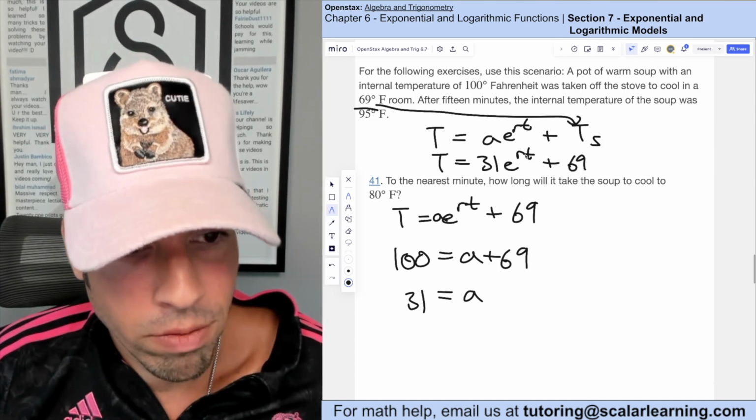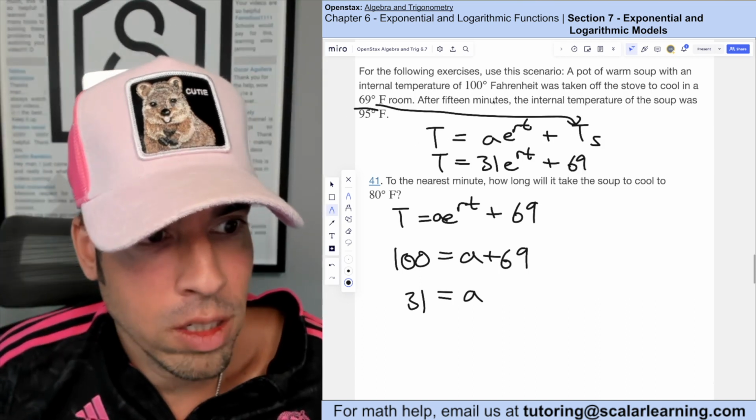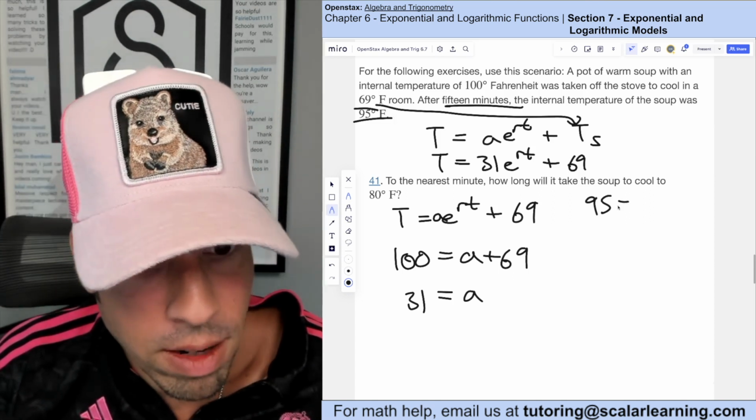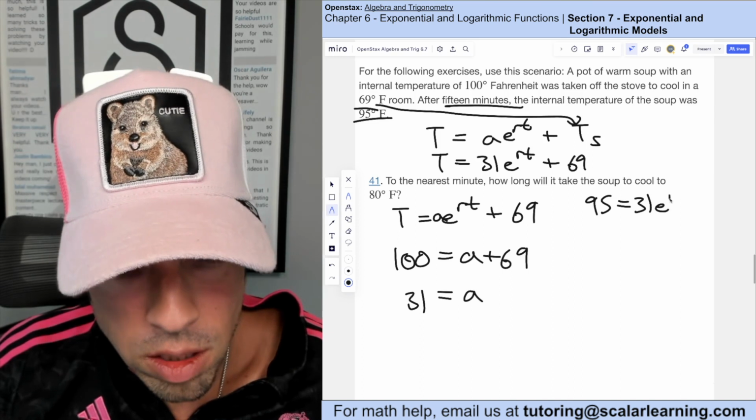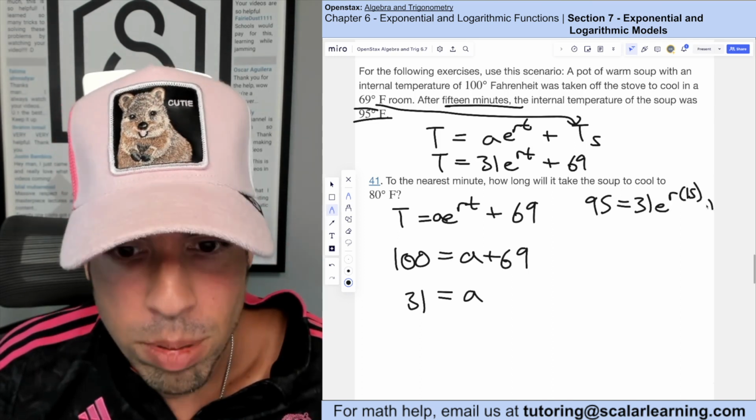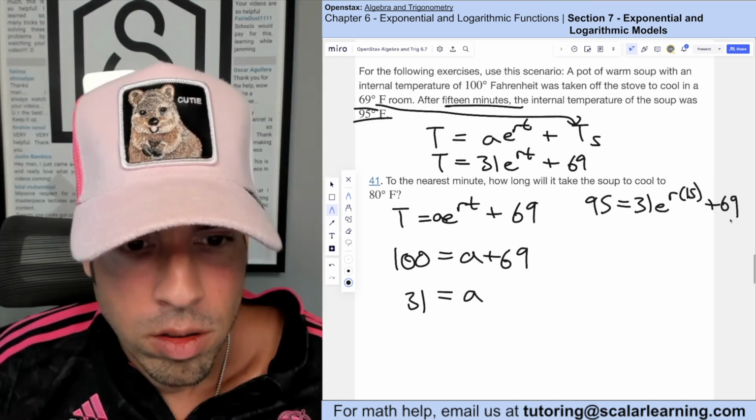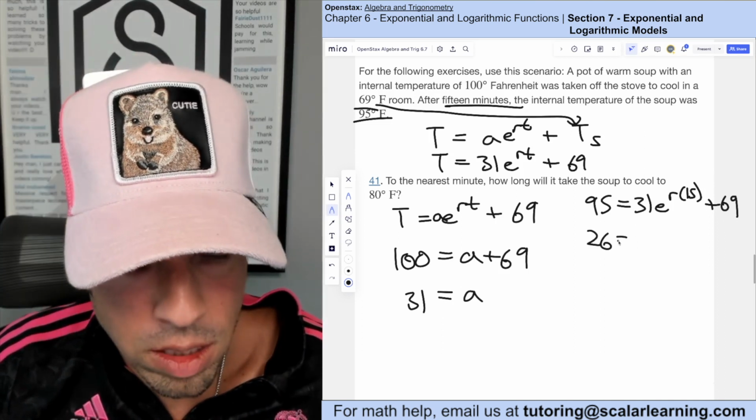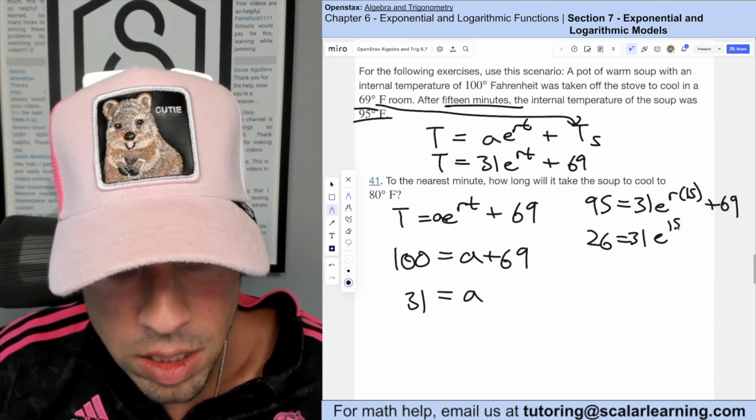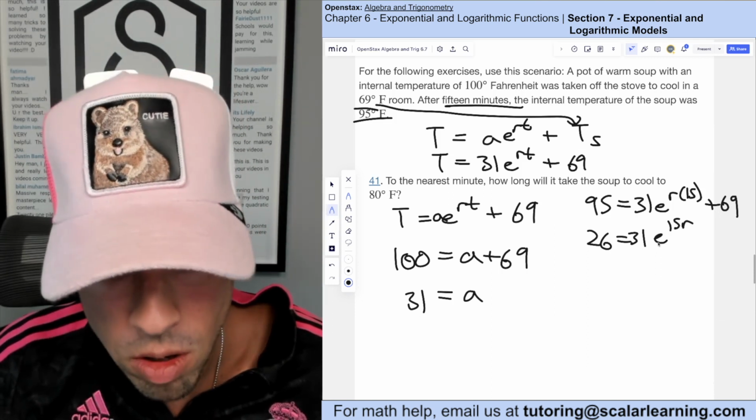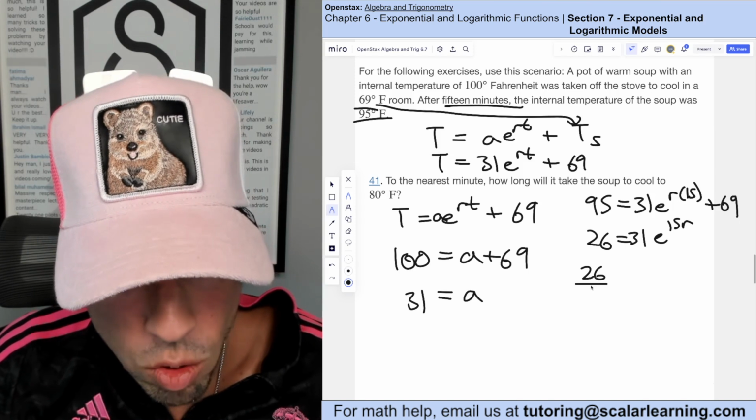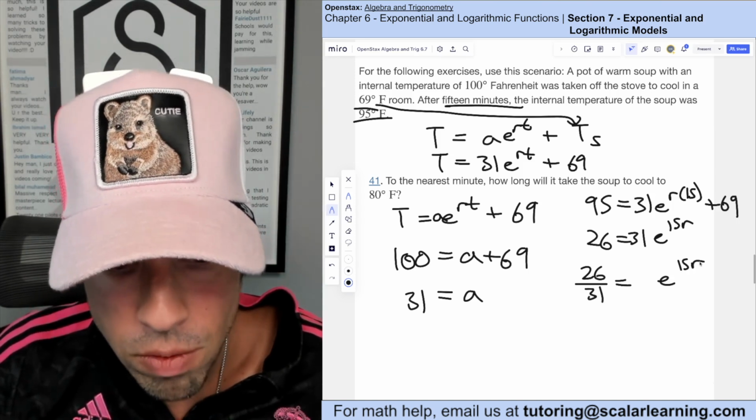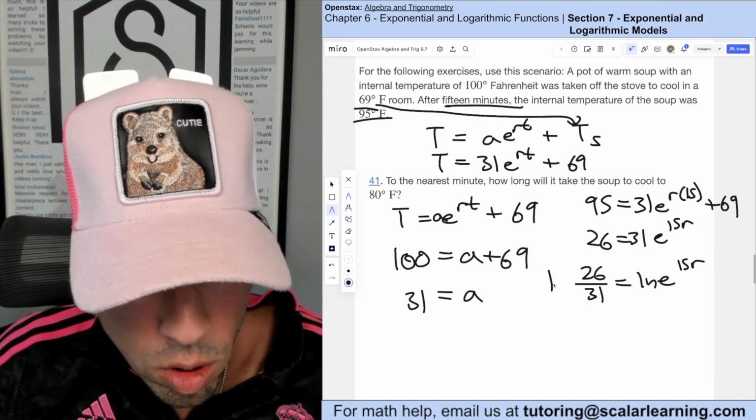Now I have one other piece of information that's going to help us solve for r, which is that after 15 minutes, we get a temperature of 95. So 95 equals 31e to the r times 15 plus 69. Now let's solve for r. We subtract 69 from both sides, and that gives me 26 equals 31e to the 15r, since r times 15 is the same as 15r. Divide by 31: 26 over 31 equals e to the 15r. Now to solve for that exponential variable, I take the natural log of both sides.